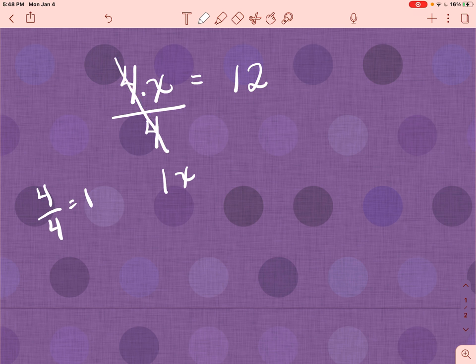And so that's exactly what I want to happen, but here's the trick. It's got to be fair. It's got to be equal, and we must keep everything equal on both sides of the equal sign. So this is like rules in a video game, right? The rule is this. You've got to do to one side what you did to the other side. So if I divide by 4 on the left, I have to divide by 4 on the right. So 12 divided by 4 is 3, and I know that x equals 3.